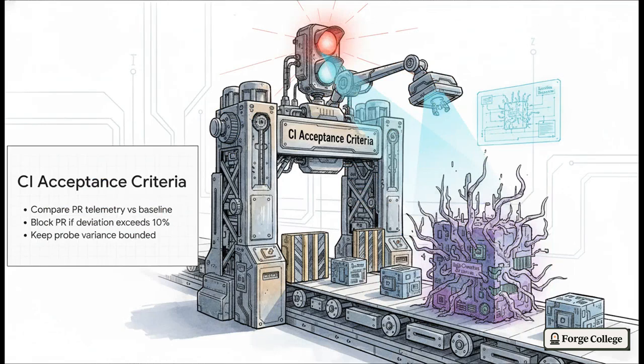And here is where we fully close the loop. We use CI acceptance criteria. This is how we physically block unbenchmarked code from destroying our hard-won optimizations. You set up your continuous integration pipeline so that the moment a pull request is opened, it automatically runs a quick synthetic probe and compares the PR's telemetry against your baseline JSON file. If the median compute deviation jumps over your acceptable tolerance, let's say 10%, the PR is blocked. Full stop, red light. It physically stops regressions in their tracks.